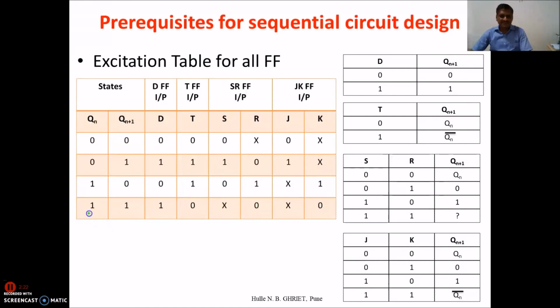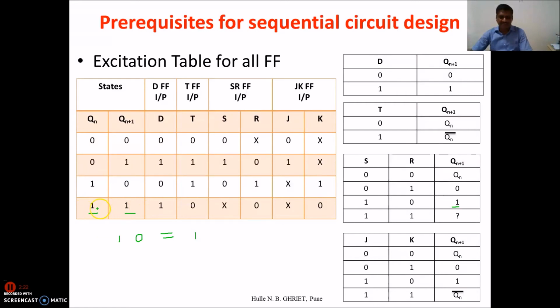Finally, the present state is 1 and the next state we want to be 1. Now here one possibility is that the next state, that is Qn plus 1, is 1, which is possible whenever we apply the input as 1, 0. One possibility is that if we apply the input as 1, 0, in that case also next state 1 is possible.